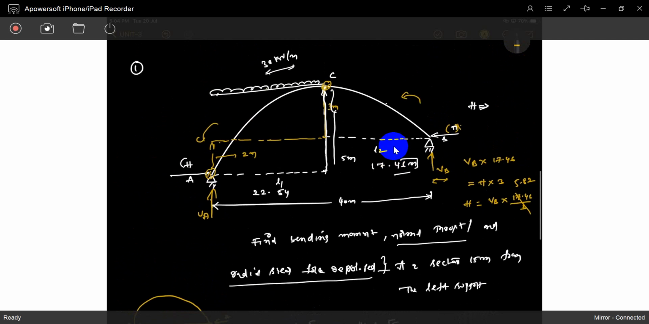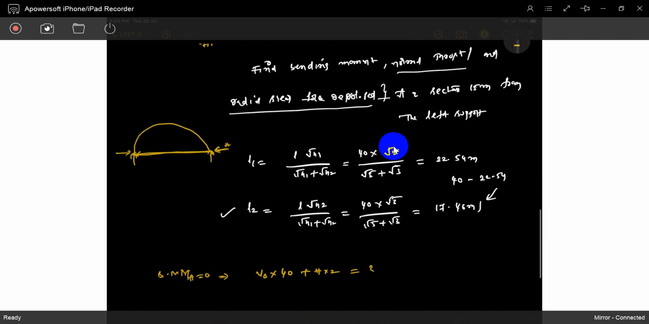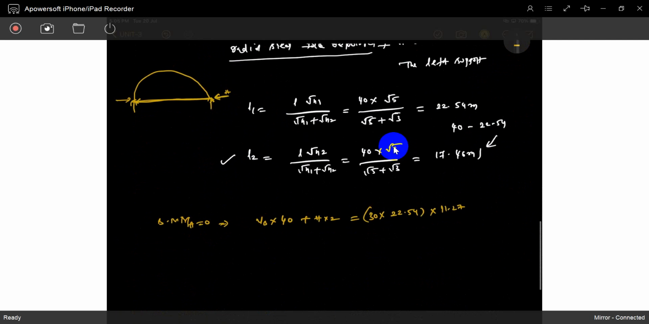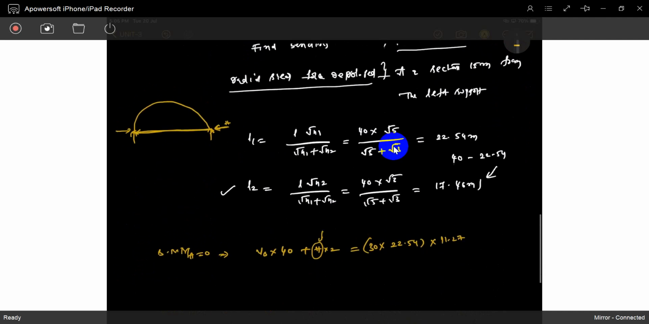Next, this loading acts at exactly half the distance, 22.54 divided by 2, which is 11.27. The load is in the negative direction: 30 into 22.54, with distance 11.27. That is the opposite direction of the other moments, so the total will be 0, because A is a hinge support. Otherwise also, the moment with respect to any point is 0. That is the basic equation. So H can be written as VB into 5.82. Understood?